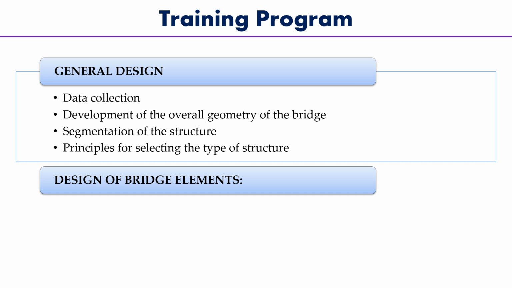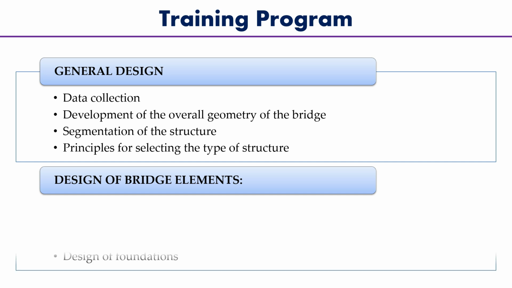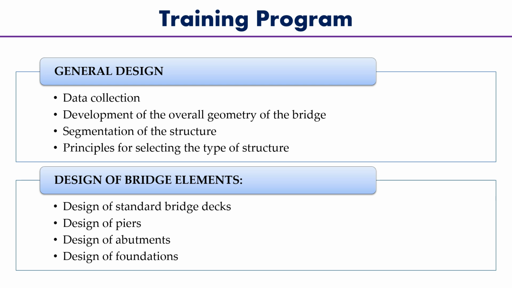Once this general framework is established, we will move on to the design of the individual bridge elements. We will begin with the design of standard bridge decks. We will then study the design of piers. After that, we will look at the design of abutments. And finally, we will address the design of bridge foundations. This structured approach will allow us to cover all the essential aspects of bridge design, step by step, from overall concept to detailed design of each component.